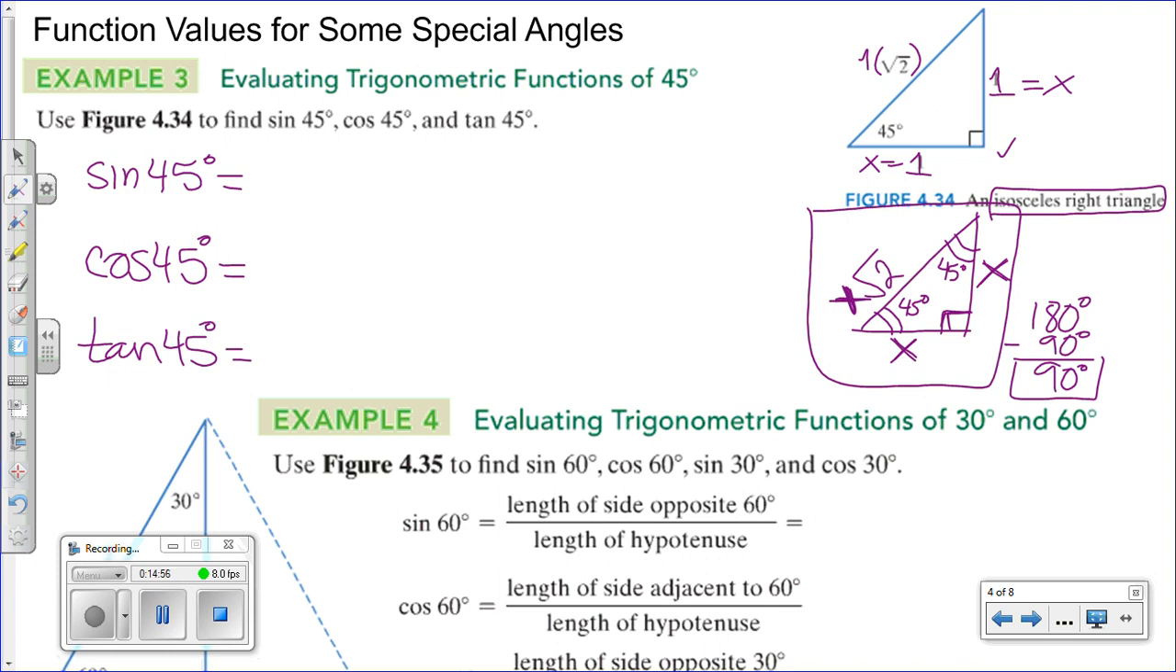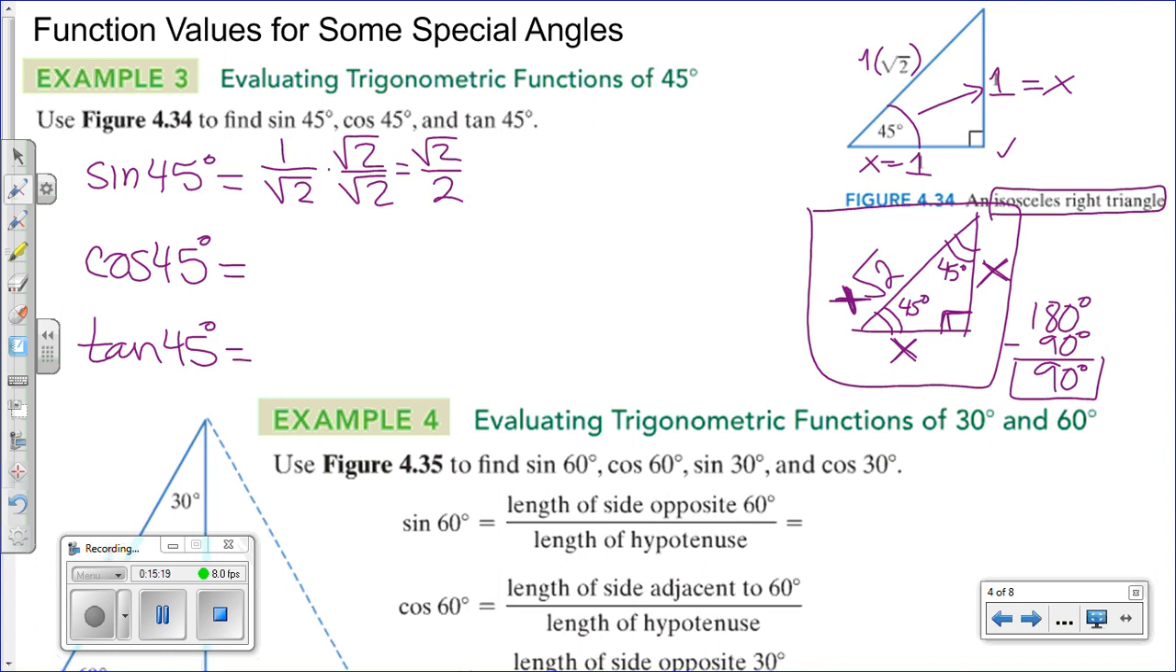So the sine, does anyone remember? What is the sine? Okay, let's try to do it with a triangle. So the sine of 45 will be opposite over hypotenuse. So it will be 1 over the square root of 2. We need to rationalize. So that will be the square root of 2 over 2.